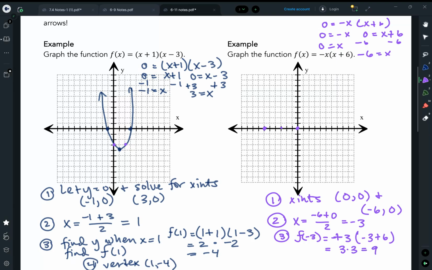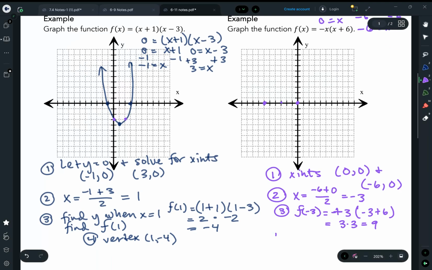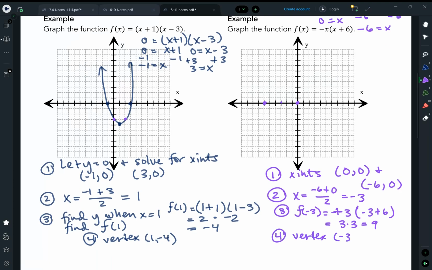So then my vertex is going to be the -3 that I found by looking at halfway between, because again, parabolas are symmetrical, right? That's what a quadratic equation looks like. And my y value is 9. So my vertex is going to be -3, 9. So let's go ahead and plot that.